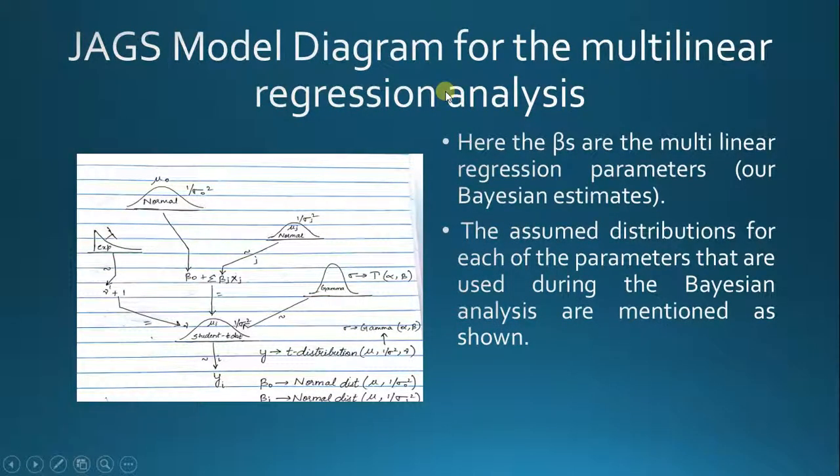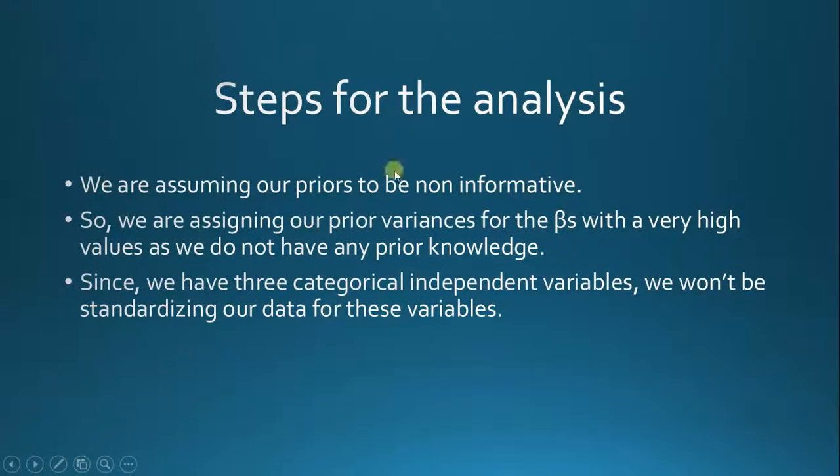Now going to the multilinear regression analysis. So here we are assigning our target variable to be distributed with a t-distribution with parameters nu, mu, and 1 by sigma square. And each of the parameters are again in turn given their own distributions. Here the mu is assigned a value in the form of betas, wherein our betas are again distributed normally with their respective parameters.